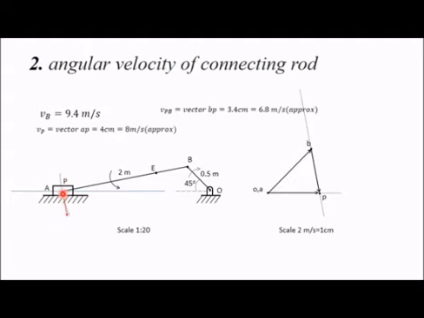So the angular velocity of PB is anti-clockwise, and its value can be obtained by the relation V by R. So omega PB is equal to VPB divided by R, that is the radius of rotation, which is this length PB. It is equal to 6.8 meter per second, the velocity we have already obtained, divided by 2 meter, the length of PB. From that you get 3.4 radian per second in the anti-clockwise direction.